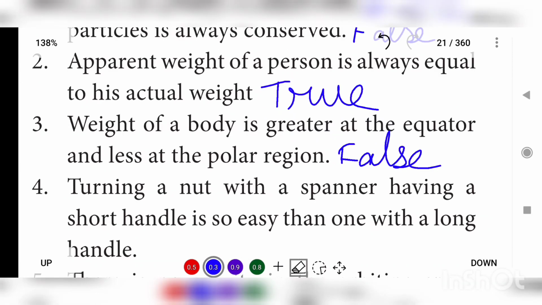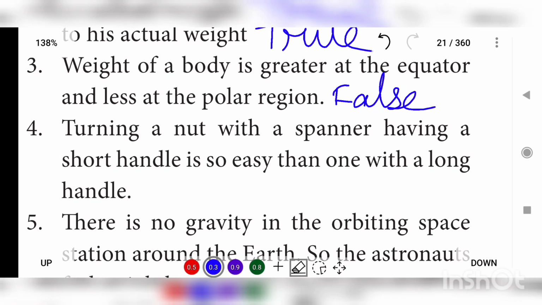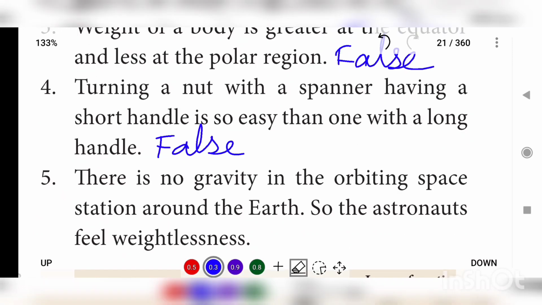Third one, weight of a body is greater at the equator and less at the polar region. Answer: false. So the correct statement is weight of a body is lesser at the equator and greater at the polar region. Fourth one, turning a nut with a spanner having a short handle is easier than one with a long handle. Answer: false. So the correct statement is turning a nut with a spanner having a short handle is harder than one with a long handle.